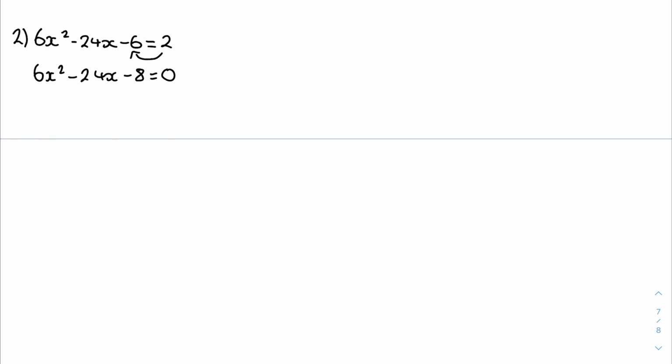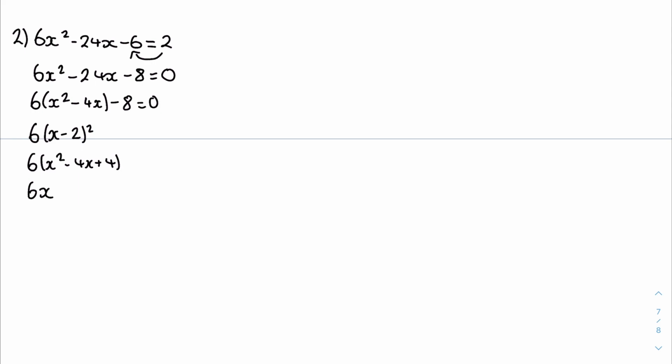And then the same way we dealt with the ones where a is greater than 1 before, we're going to want to factor out our 6 for the x squared and x terms. Okay? And we now want to complete the square for basically the part that's in the brackets. Okay? So we're now going to have 6 bracket x minus 2 squared. Expand this out, we'll then have 6 bracket x squared minus 4x plus 4. We'll then expand out that single bracket too. So then have 6x squared minus 24x plus 24.